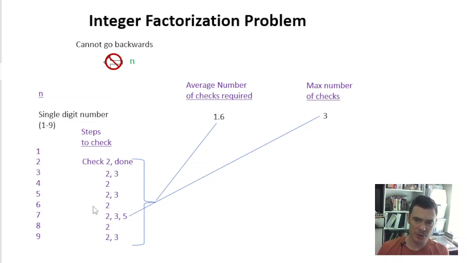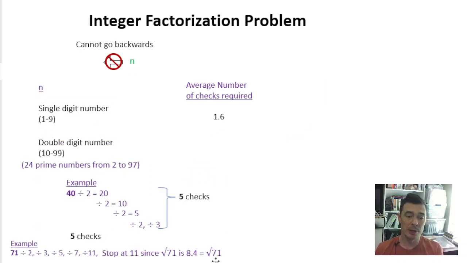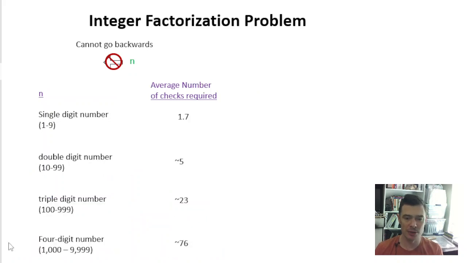So as a whole, looking at just the single digit numbers 1 through 9, the average number of checks you would have to do to factor them or check the factors is pretty small. It's 1.6. Now we go to a double digit number, and just take 71 as an example. You would need to check all the lower primes up to the square root, and this results in about 5 checks. And generally speaking, for double digit numbers, you're going to need about 5 checks. So every time now that you add a digit, you can start to see the effort required to factor is growing at a much larger rate.